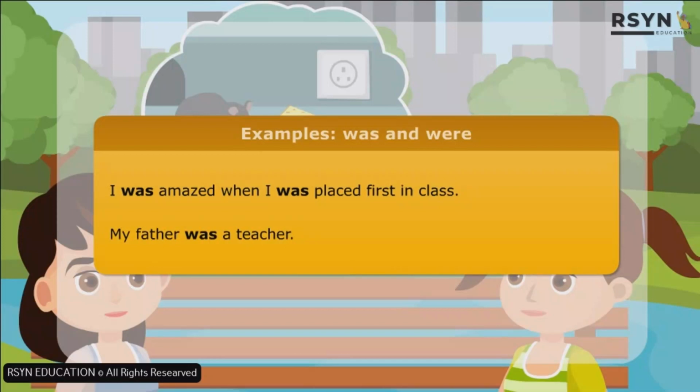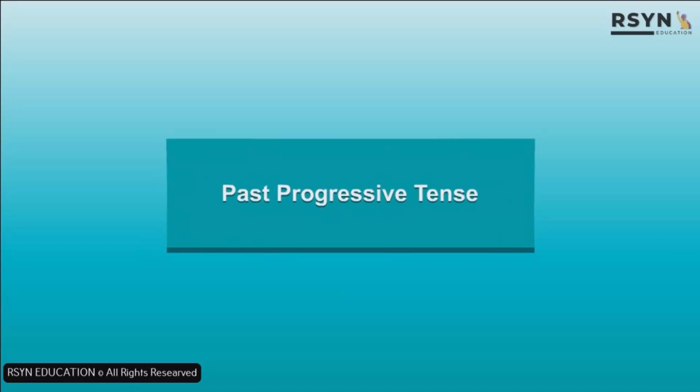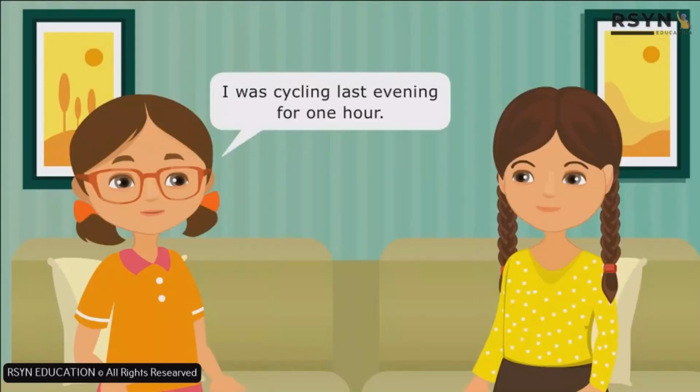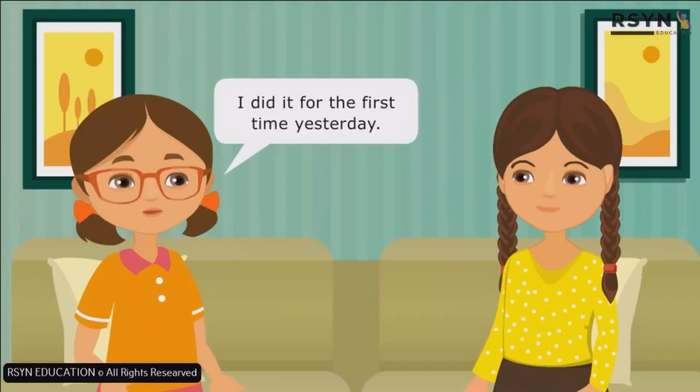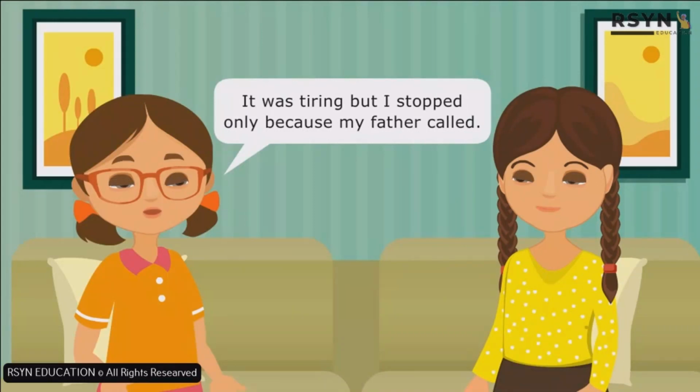Past progressive tense. I was cycling last evening for 1 hour. I like cycling, but I can't do it for an hour. I did it for the very first time yesterday. It was tiring, but I stopped only because my father called.